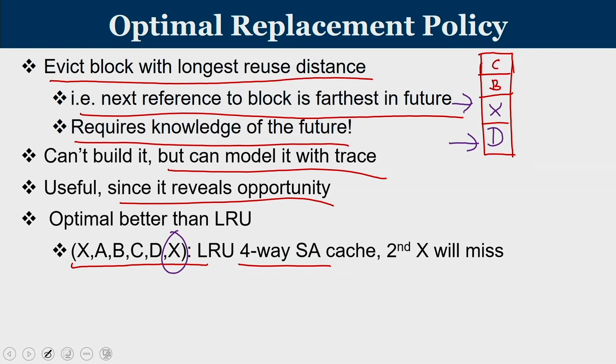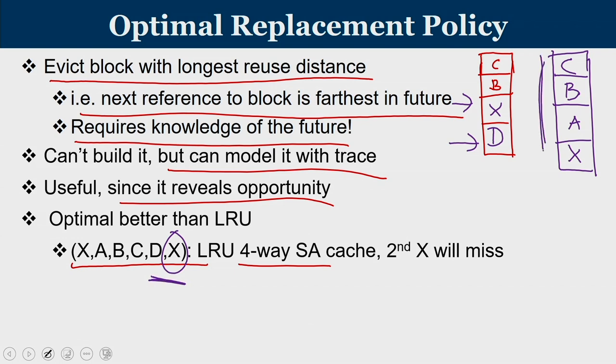Now, if the same thing, if you are going to work with the optimal algorithm instead of LRU, then we know that X is kept, along with A, B and C. This is the initial configuration. Now, when there is a miss for D, we look at the 4 blocks already existing in the cache set, and pick the one that is going to be used in the near future. We know that X is going to be used in the near future, provided we know the future trace, so X should not be taken out.